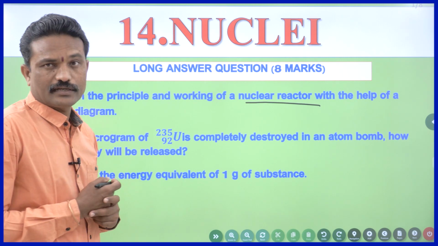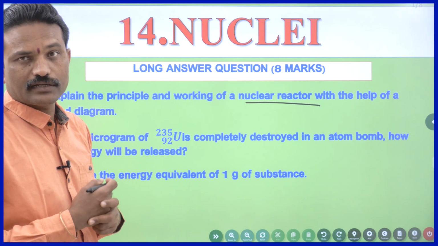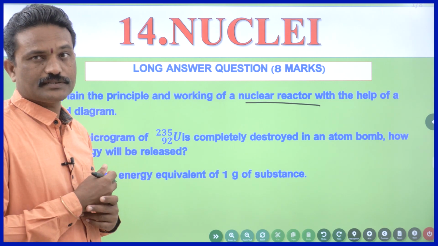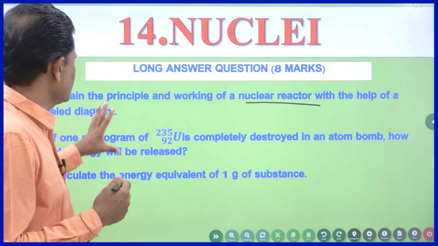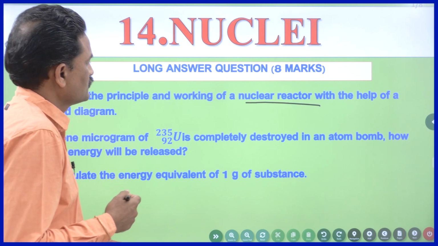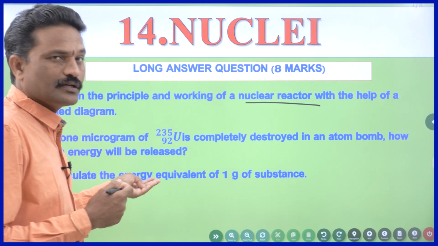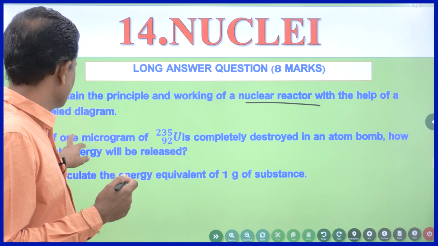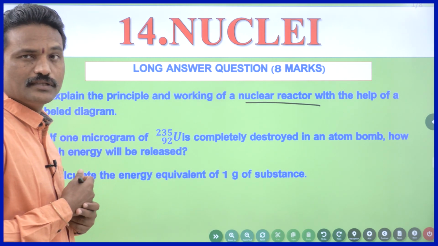Explain the principle and working of a nuclear reactor with the help of a labeled diagram. A labeled diagram is a diagram in which we write the names of the parts. Right. This is the main question. There is a probability of getting a 2 marks or 1 mark problem. These are the two questions we will be discussing in this video.